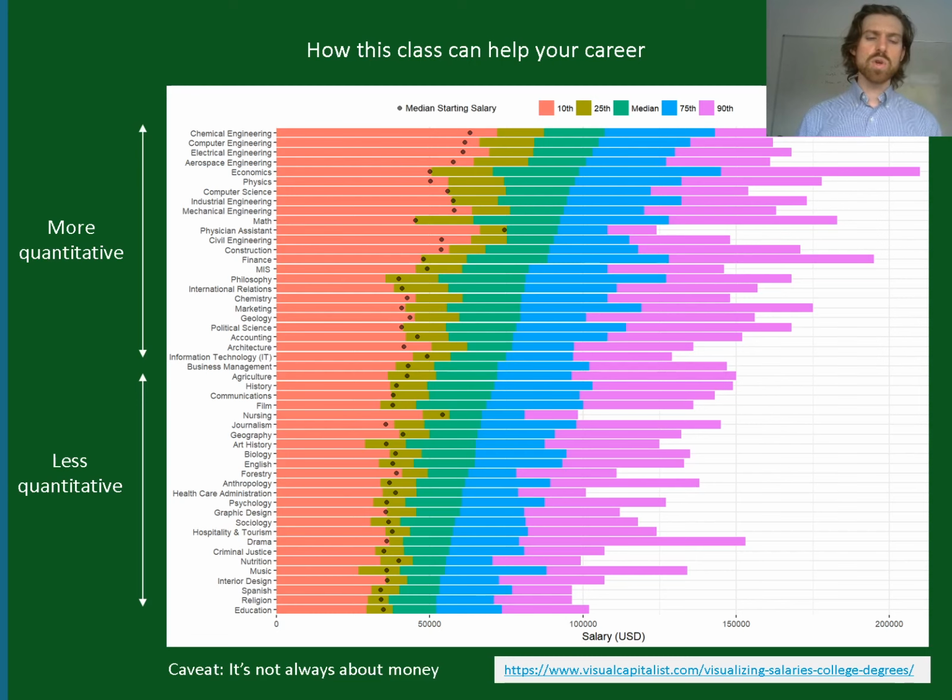But essentially, if you look down the class list, you can see that generally in the top half of the distribution, those degrees are generally much more quantitative. So they're essentially sciences, technology, engineering, mathematics, and they provide some of the highest starting salaries and also some of the highest long-term salaries. Whereas if you then look at the bottom half of the distribution, generally these are less quantitative subjects, and often the salaries are actually lower.